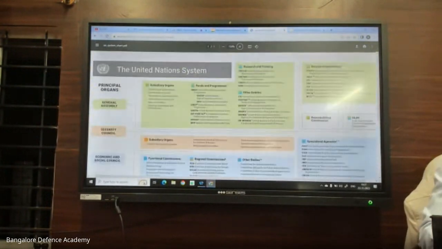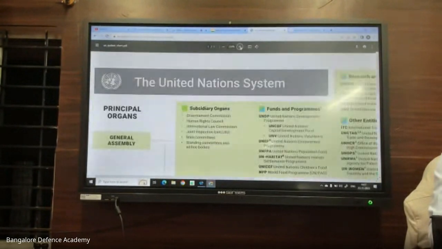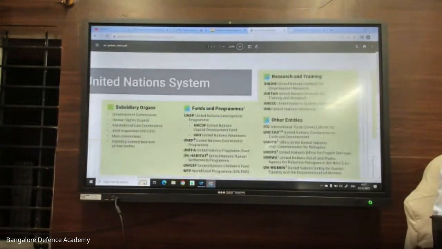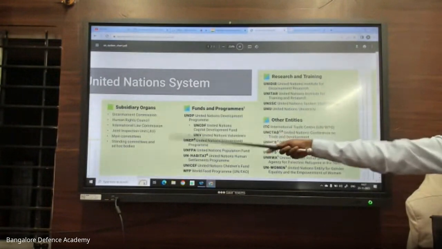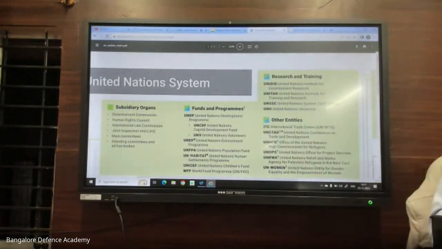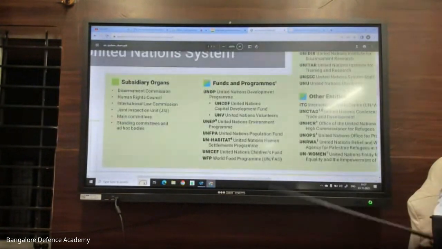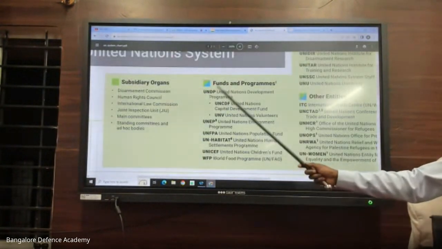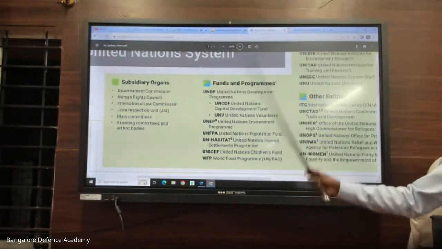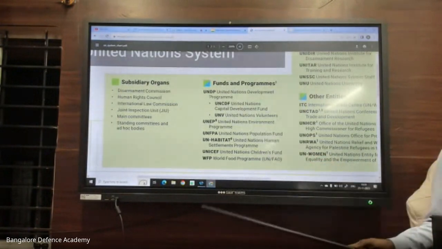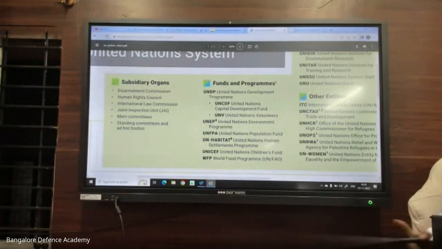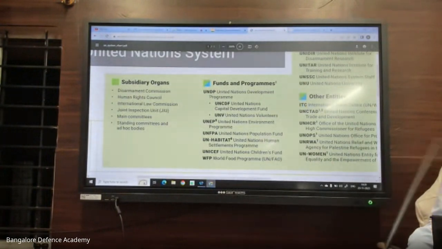Okay, just a minute, first I'll just show you this one. Look, inside General Assembly, you have subsidiary organs, and these organs are Disarmament Commission, okay, all these things are there. Now Funds and Programs, how do they manage the fund? The first one you have is UNDP, United Nation Development Program. Now, this UNDP will generate a report called HDI, Human Development Index. What is that report? Human Development Index.